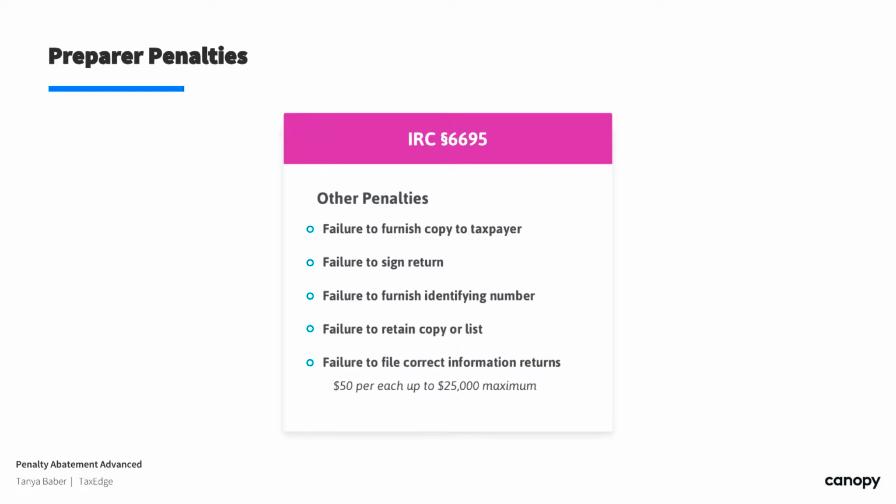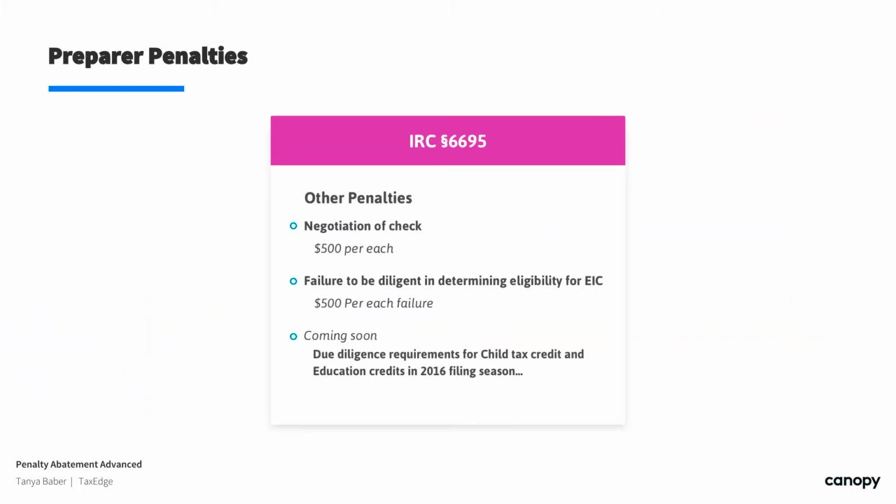So there are lots of other types of penalties that can hit preparers. They're really just trying to crack down on the preparers that are doing wrong things. So this is just letting you know of it so that you're aware of it. Another one is if you negotiate a check on behalf of a client, $500 for each check, or failing to be diligent in determining eligibility for the earned income credit. I know we've now layered in child tax credits and education credits, and I hear word we're adding more to due diligence next year, like head of household and some other fun things, but they're doing $500 for each failure.